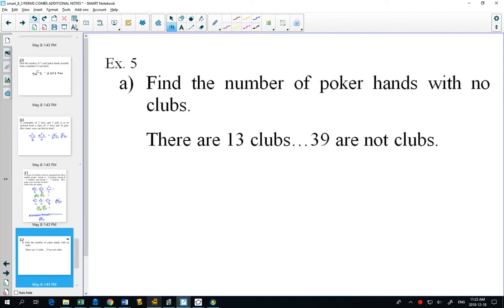So if I want to count how many poker hands have no clubs, one of the ways I can do it is just do this over and over again. I could take the clubs out. I now have 39 cards. I still choose 5 of them. That still makes a poker hand. Will any of those hands have clubs in them? No.